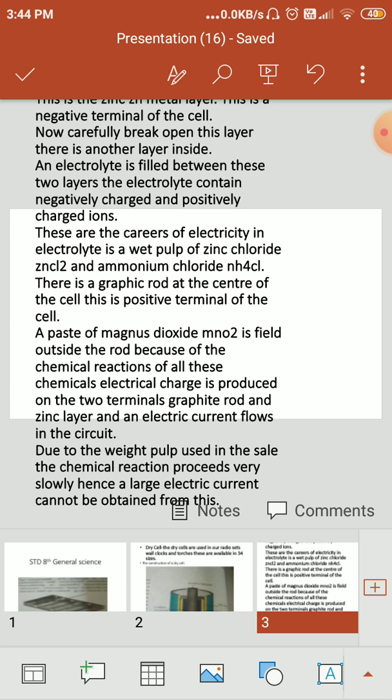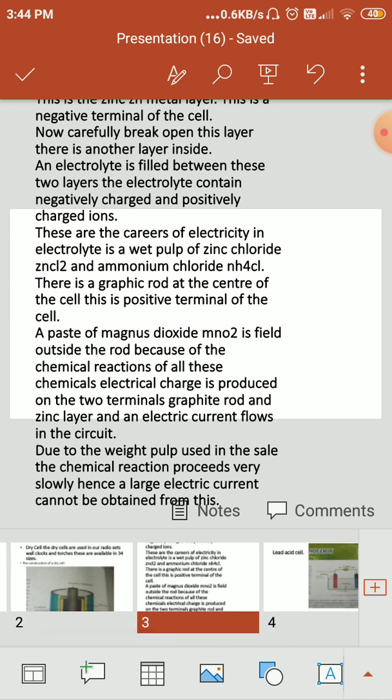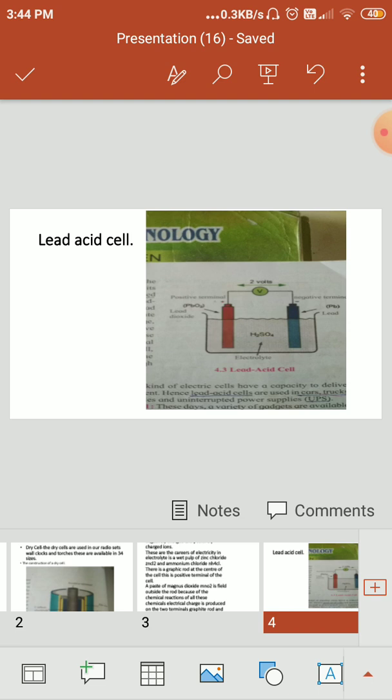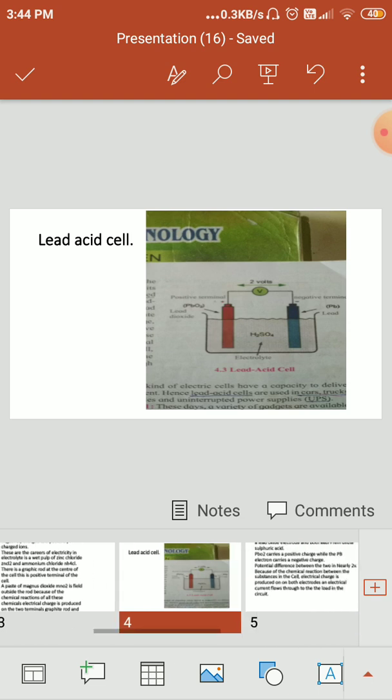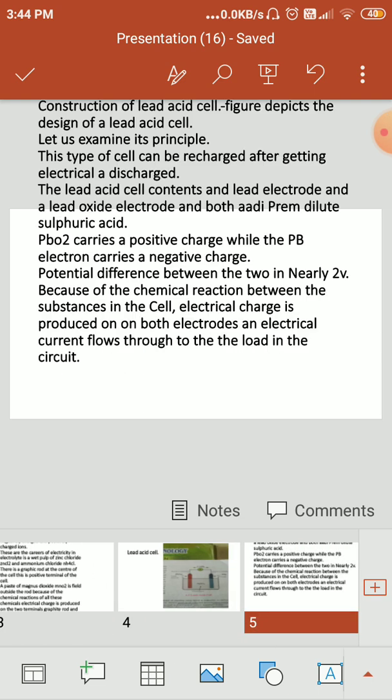Now the next cell is the lead acid cell. Look at the diagram of the lead acid cell, and in the next slide there is the construction of this lead acid cell. The figure depicts the design of a lead acid cell. There are two rods: one red rod of lead dioxide, and another bluish rod having only lead. Lead is the negative terminal, and the lead dioxide is the positive terminal.